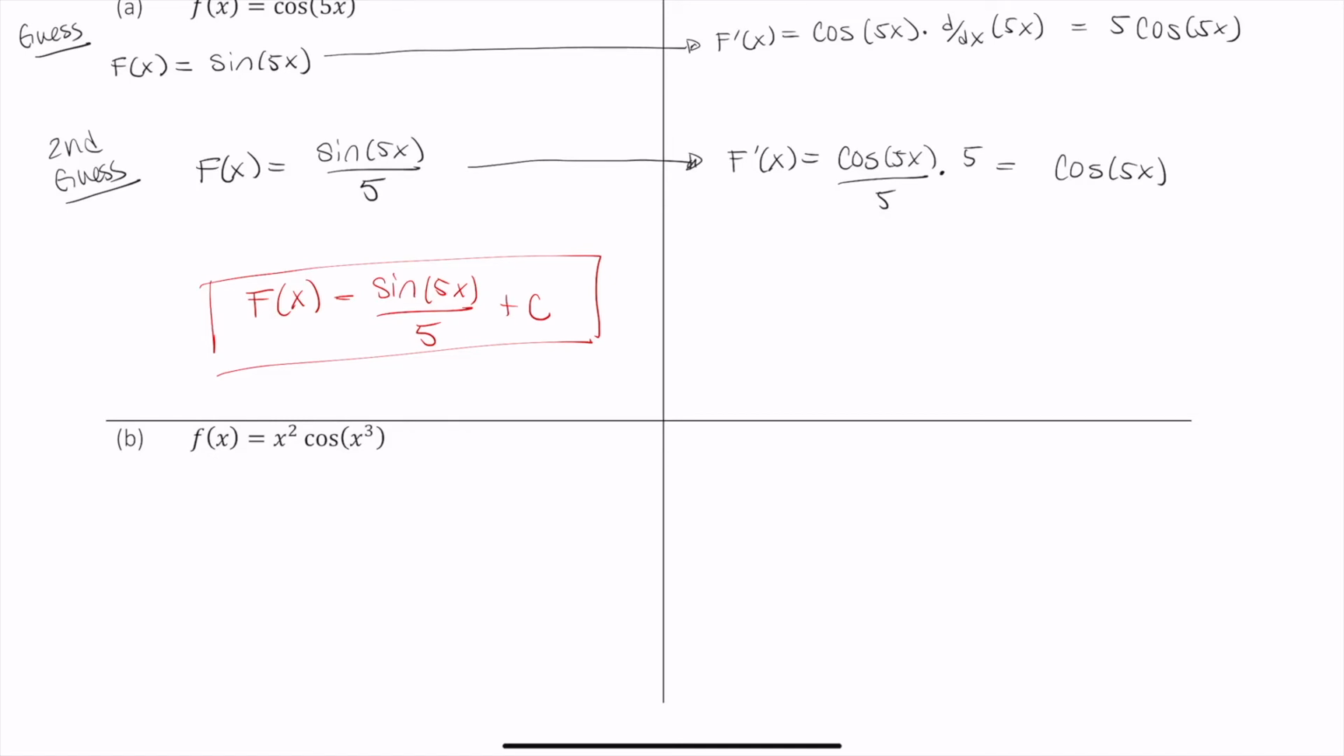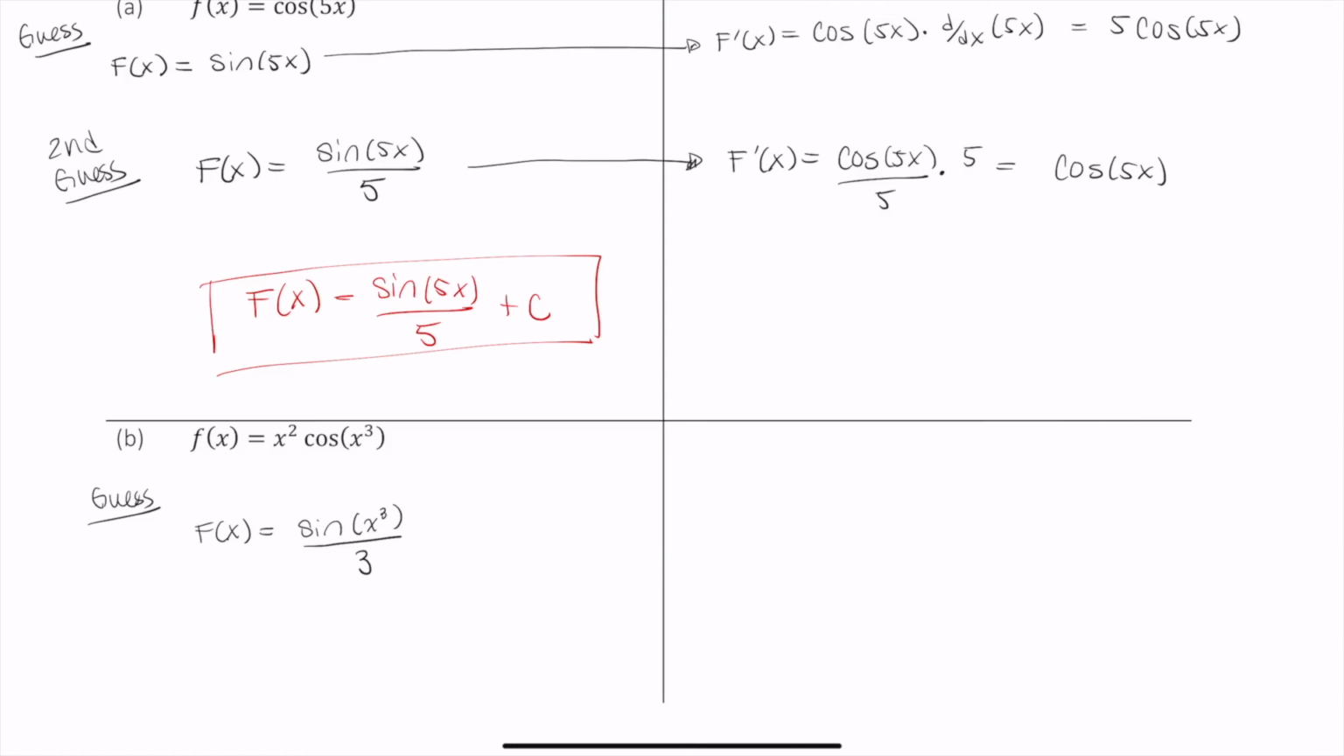So now we have f of x equals x squared times cosine of x cubed. So let's make a guess to what our antiderivative could be. And remember, we have to undo the chain rule since we have a function inside a function. But if you notice, we have almost the entire derivative of this function, x cubed, on the outside. So let's make a guess. And my guess is going to be big F of x equals sine of x cubed divided by 3.